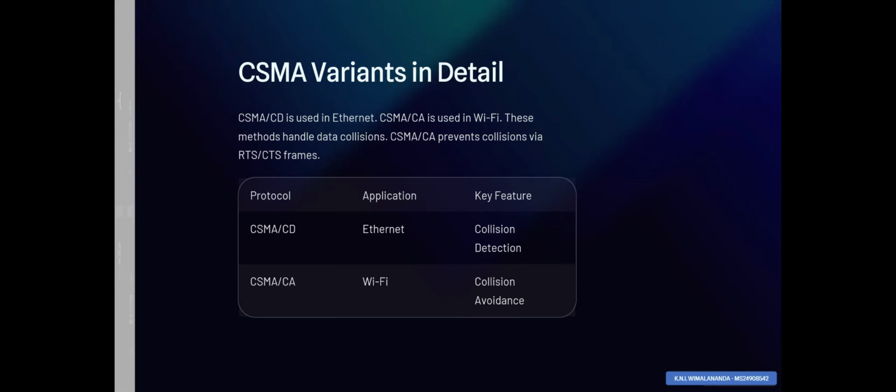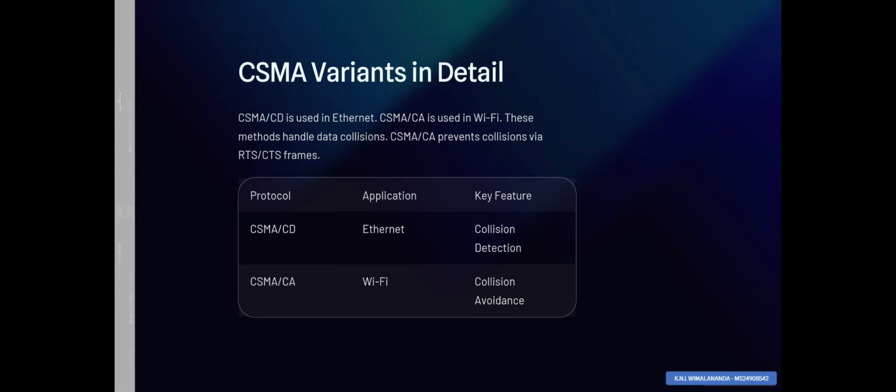In wired networks, we use CSMA/CD, collision detection, which detects collisions and triggers retransmission. This was the foundation of traditional Ethernet networks, though it is less relevant in modern switched networks.